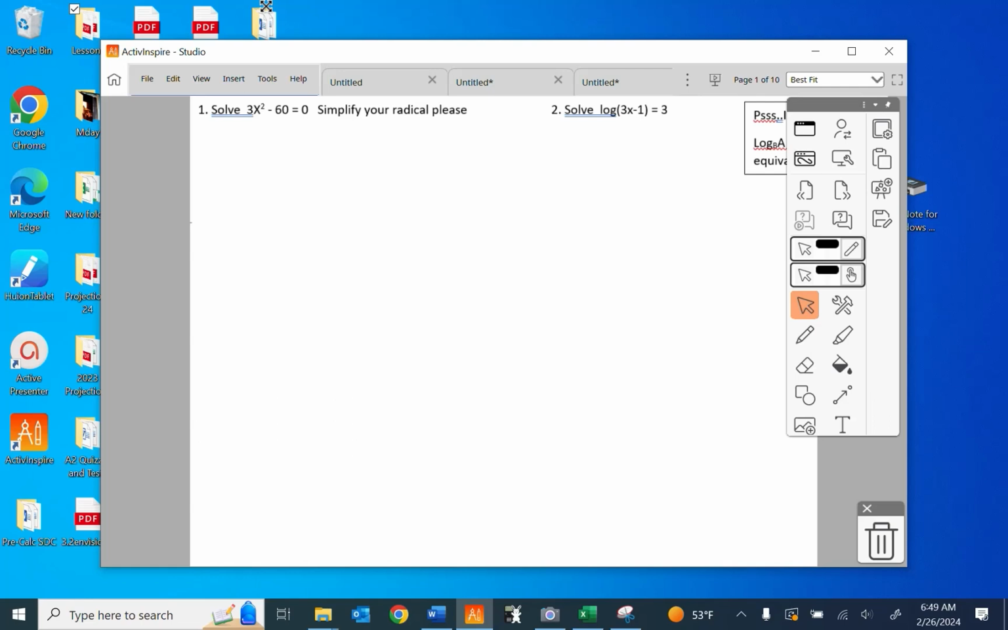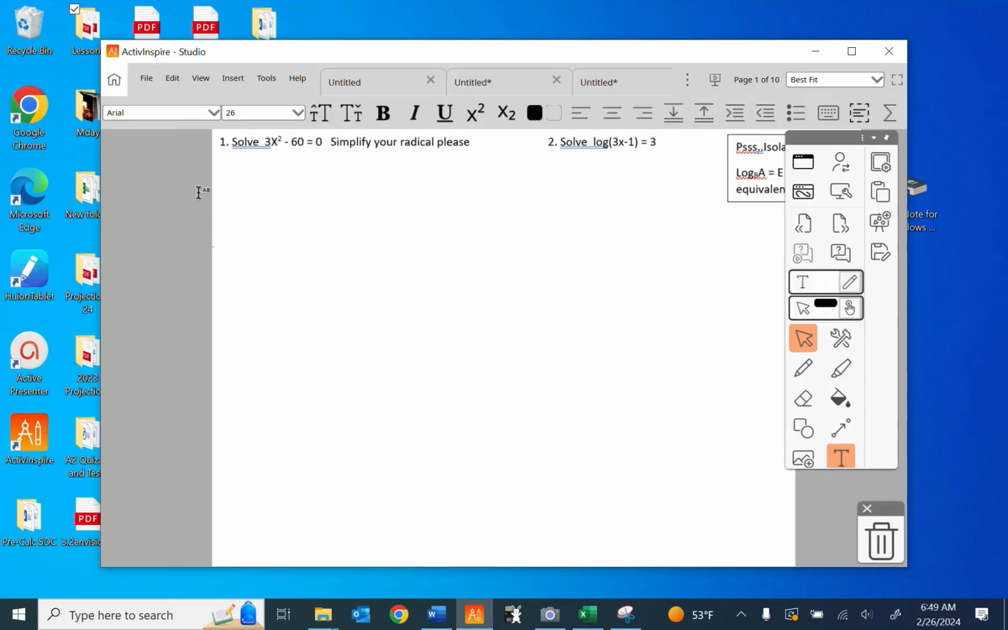Basics. Solve 3x squared minus 60 equals 0. Please simplify your radical. If I was doing this one, the first thing I would do is move that 60 over and change its sign to positive. That is, add 60 to both sides.